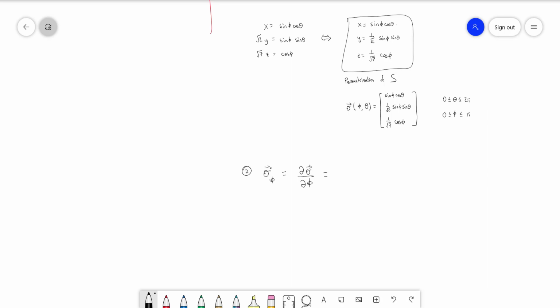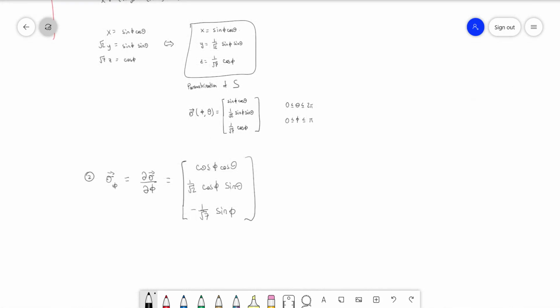So doing the partial with respect to phi is going to be cosine theta, cosine phi, cosine theta, 1 over root 2 cosine phi sine theta. And then let's see here. Last one will be negative 1 over root 2 sine phi. Okay. Then we'll need the partial derivative with respect to theta.